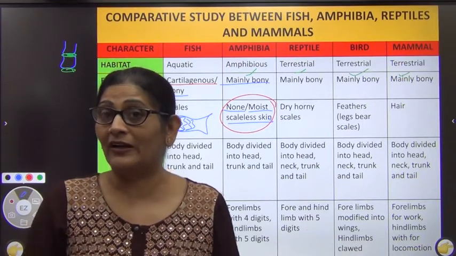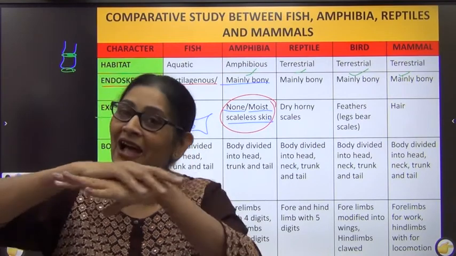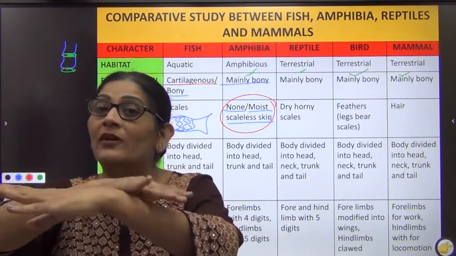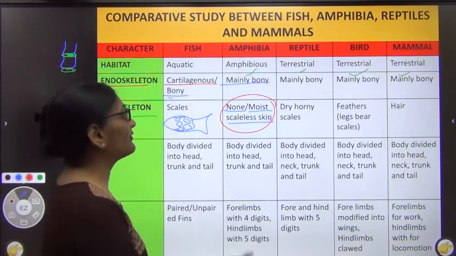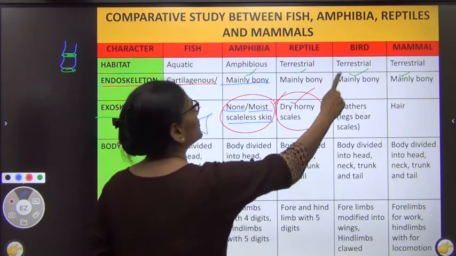I have given you two wonderful options, but both of them will let you know that reptiles have scales, but the scales are very dry and horny. It will feel like a thorn if you touch it, right? So they have dry, horny scales. That means fish also have scales, reptiles also have scales.